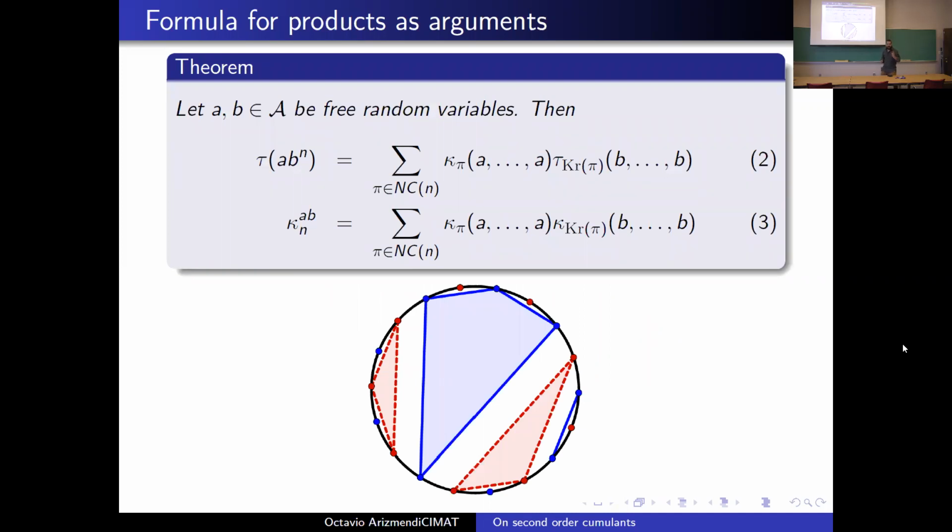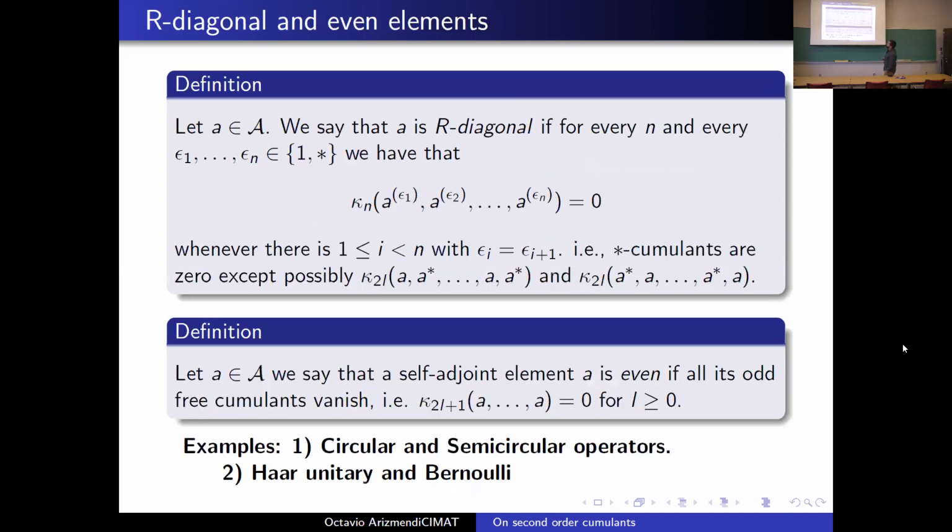So the formula that I was mentioning was exactly like this. It helps me, for example, to calculate the cumulant of AB. It's just the sum over all partitions, and then I take the Kreweras complement. One way to prove this is exactly using these two: one is the formula for moments with products as arguments, and the other one is the vanishing of mixed cumulants.